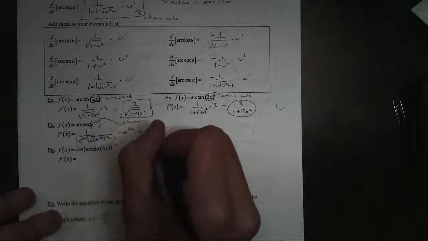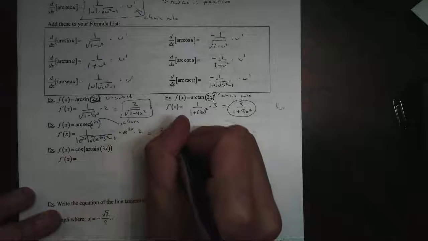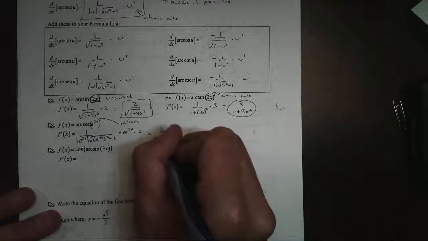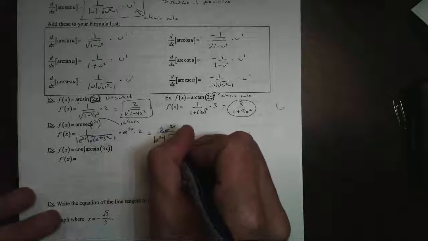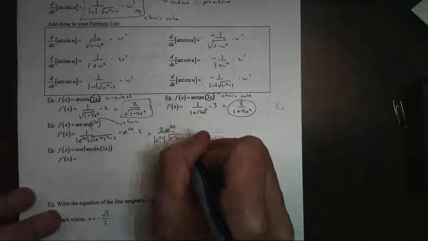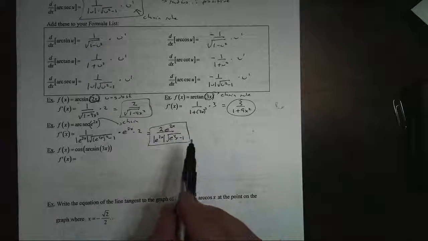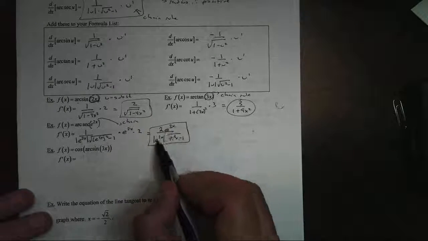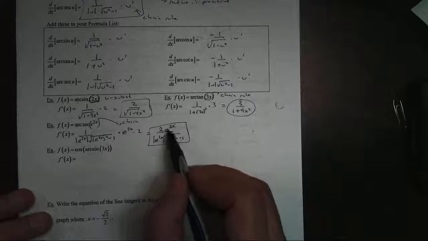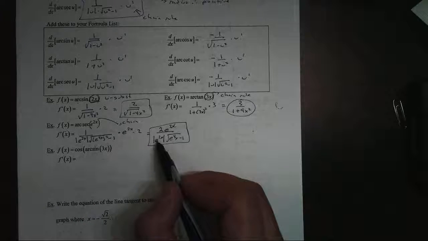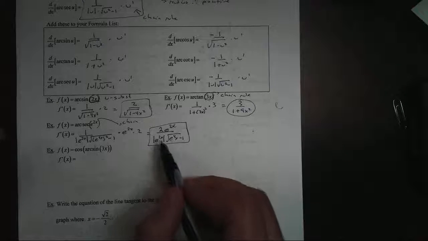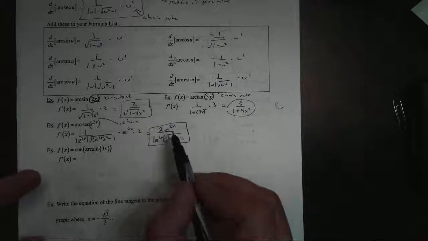And I can simplify that. On top I get 2e to the 2x over the absolute value of e to the 2x times the square root of e to the 4x minus 1. Now, in most cases, you don't want to cancel these. But in this situation, you can, because they're both going to be positive no matter what. This can never be negative.